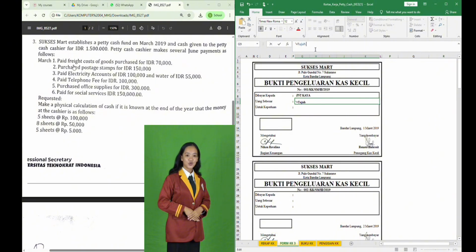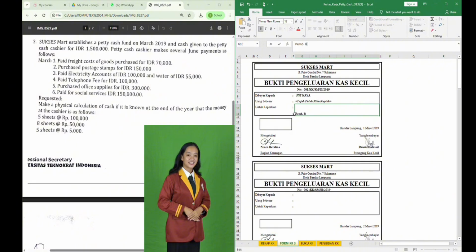So, Success Mart replenished petty cash of 1,500,000 rupiah on March 1, 2019. There are several transactions made by Success Mart that month. The first is on March 1 with payment for delivery of goods at JNT Kaya amounting to 70,000 rupiah. Here is how to fill it in.